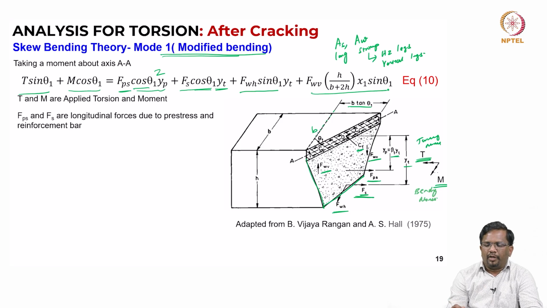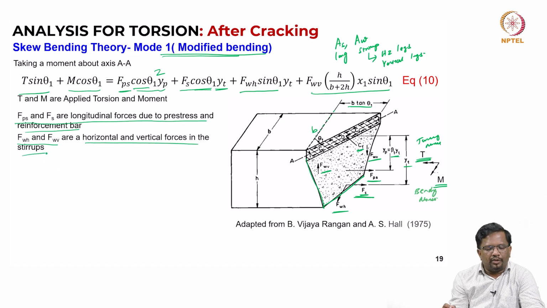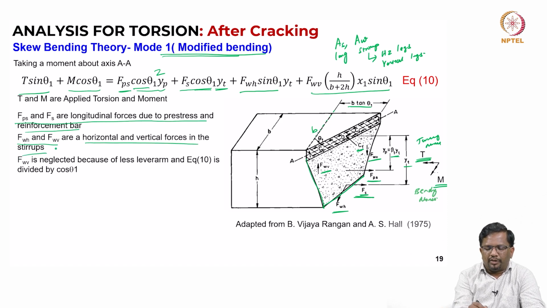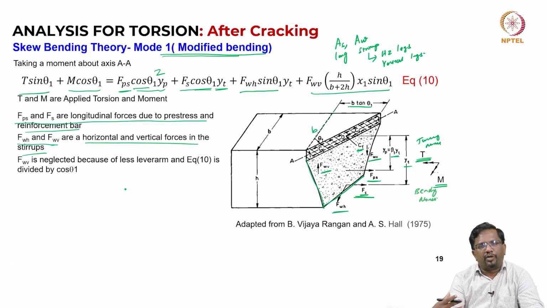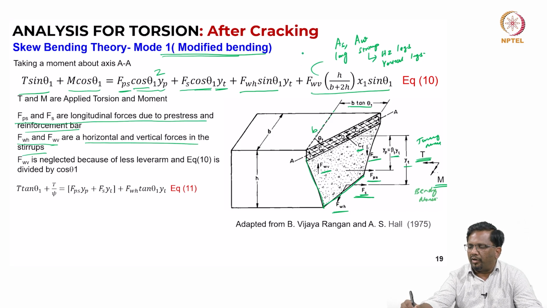So, if you do some simplifications, as I explained, FPS and FS are the longitudinal forces due to pre-stressing and reinforcement bar, and FWH and FWV are the horizontal and vertical forces in the stirrups, right. And then here you see there will be a vertical component of the vertical stirrup. When you take moment about this AA and divide the entire thing by the component, that is going to be very small. So, you can ignore that. This component becomes small, or I should say negligible, right.